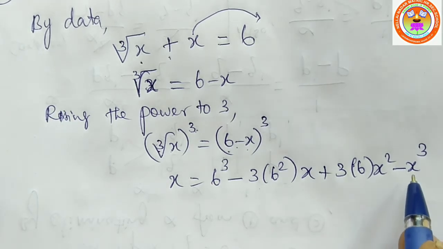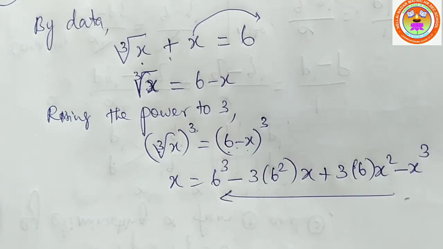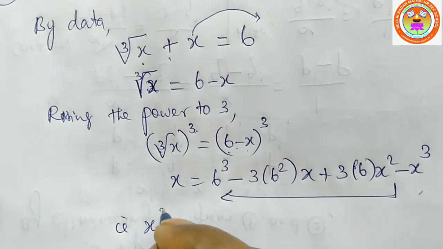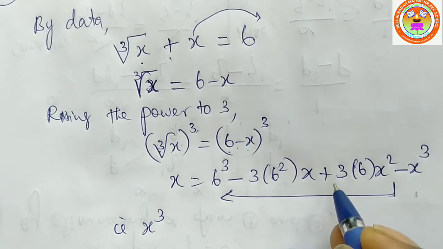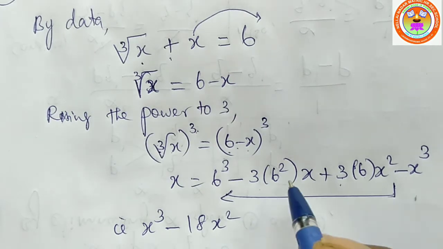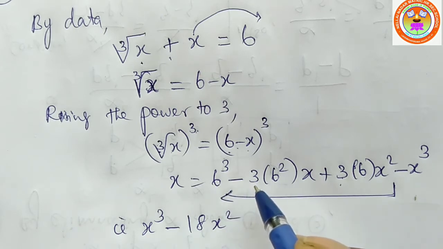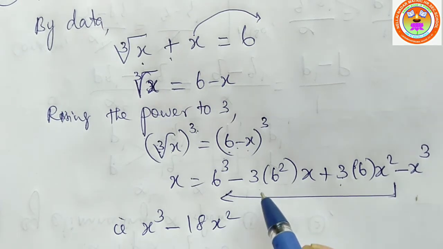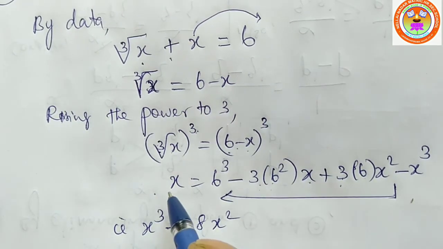See, the higher degree term x cube is getting a negative sign. So we are taking all these terms into the left hand side. So this minus x cube is becoming plus x cube. Then the x square term: 3 times 6 is 18. So plus 18 is becoming minus 18. Then the x term: 6 square is 36, 36 times 3 is 108, so minus 108x. It is moving to the left hand side, so it will become plus 108x.